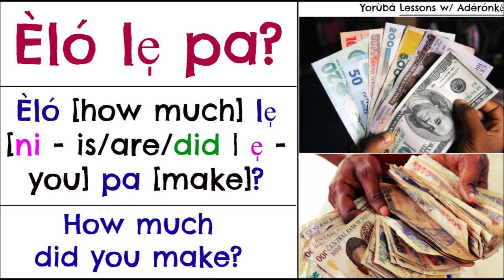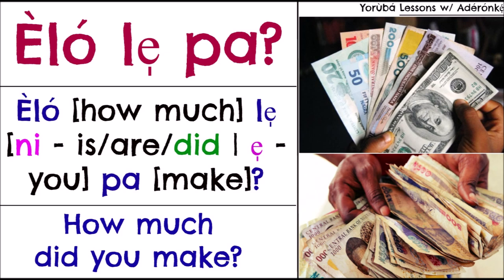Elo le pa. Elo is how much, le is ni and e, pa is to make. So you're using this in relation to money. There are different words that sort of allude to make. Depending on the context, there's she, you know, which is the most common, to do, to create, you know. How much did you make?